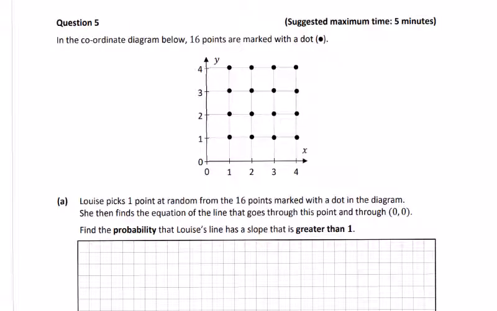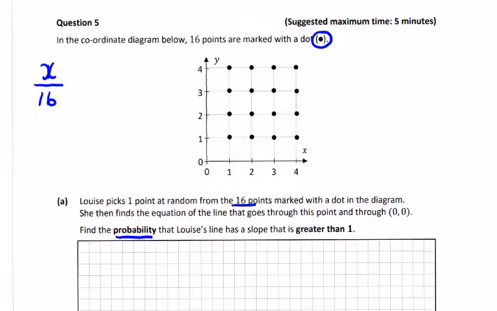Question 5, we're given a coordinate diagram with 16 points marked with a dot. You're told here what a dot is, in case you didn't know. Louise picks 1 point at random from the 16. Find the probability. So if there are 16 dots, the probability has to be, let's say, x over 16.